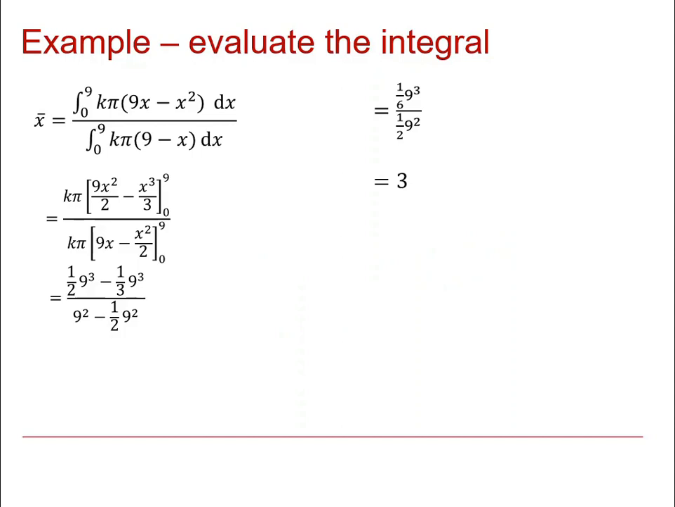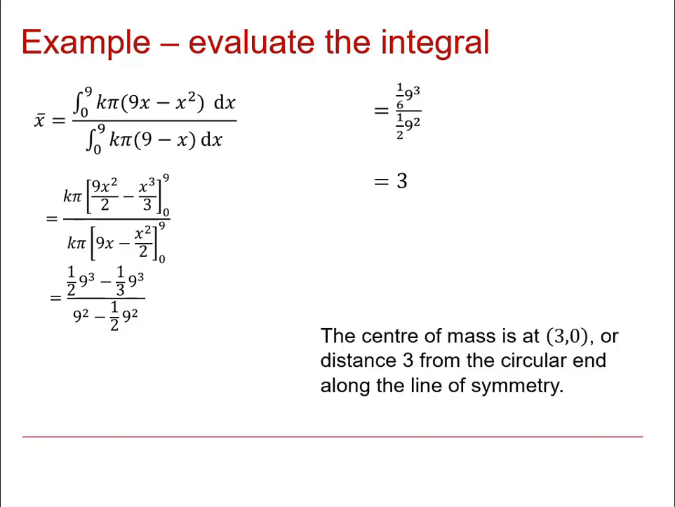You can see that once you've got the idea of the basic shape, that it's the moments on the top and the mass on the bottom, you can cut a lot of time by expressing those two integrals simply as a ratio. And this is generally yx and y squared x, and this is just y, and that will be a general rule. So as I say, we've got 3 there from the numbers that we got. So the centre of mass is at 3, 0, a distance 3 from the circular end along the line of symmetry.